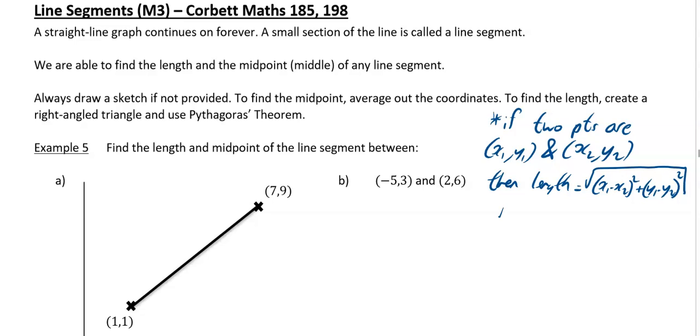Also, the midpoint is equal to, and this is a coordinate, x1 plus x2, all divided by 2, and y1 plus y2, all divided by 2. Can you copy that one down, please? We're going to be using that for our part B. That's going to be how we're going to do it. But for part A, we're going to do it slightly differently, as you will see.